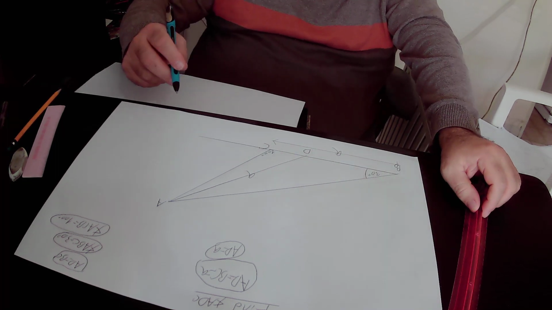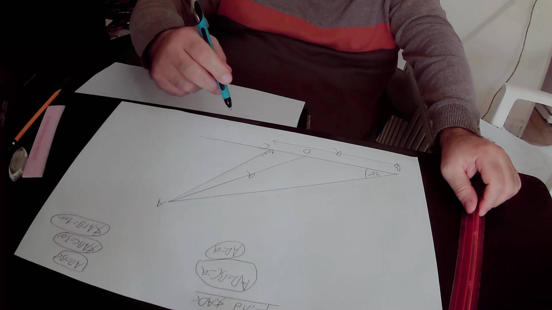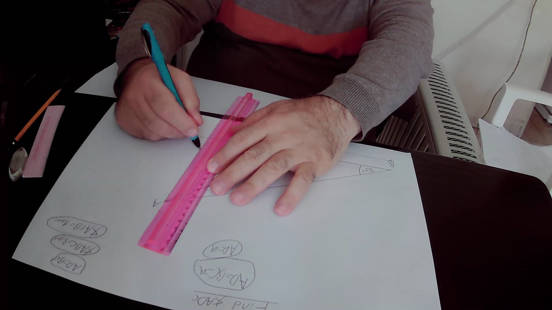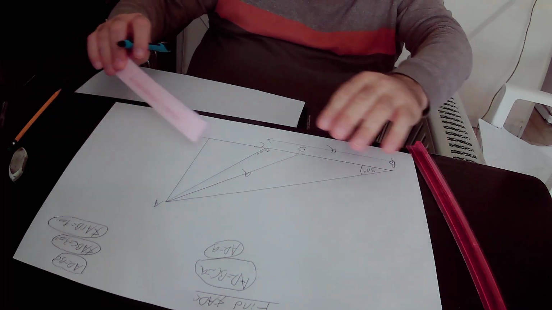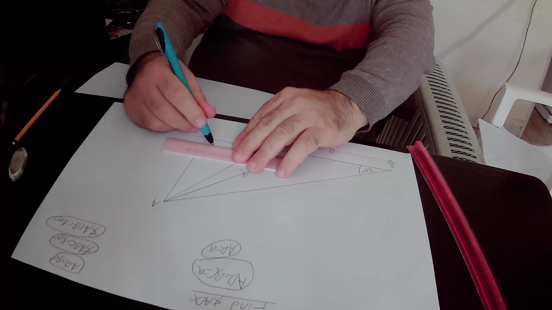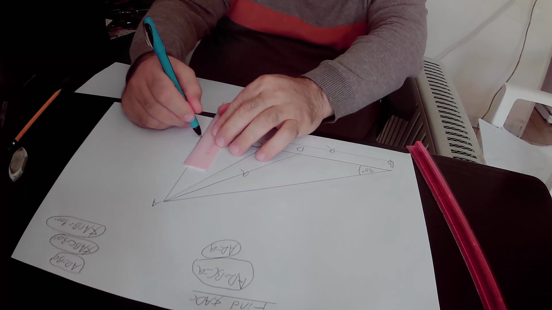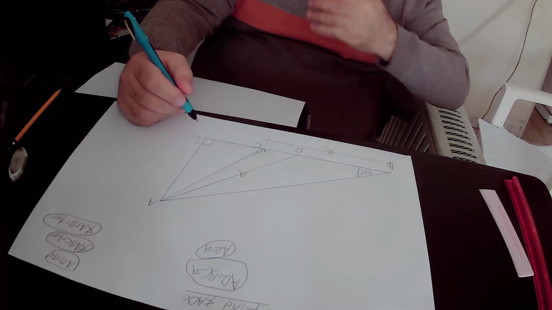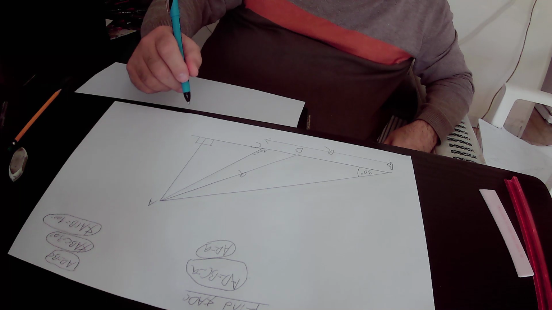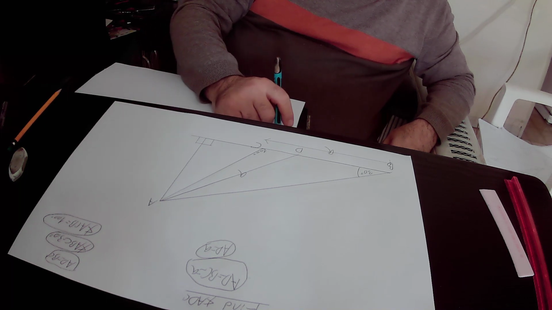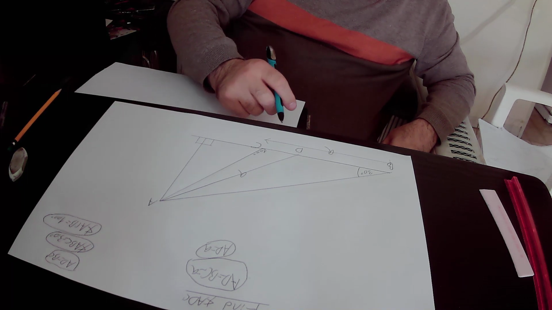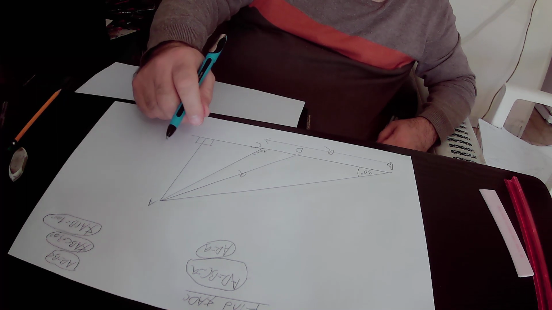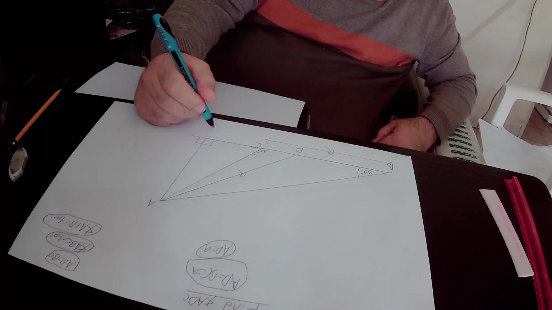And then from point A we will go perpendicular to the extended BC. So this angle will be equal to 90 degrees and this angle will be also equal to 90 degrees. We will define the intersection point between the extended BC and the perpendicular from point A as point E.